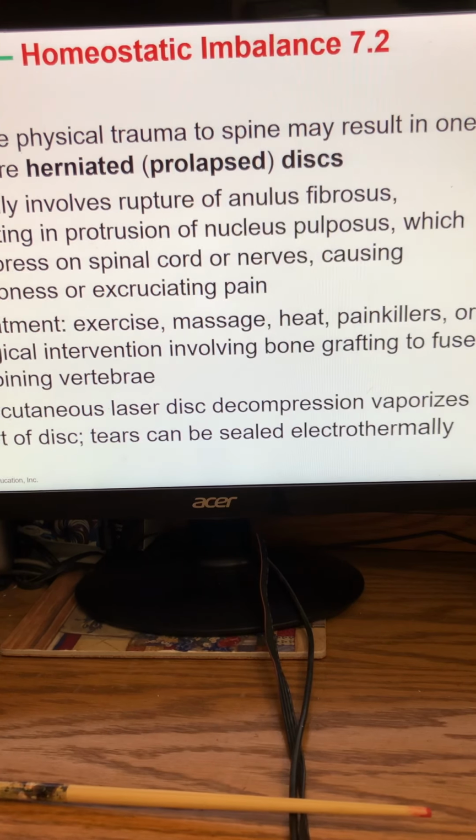And so this particular text says, you could have physical trauma, you could fall down a flight of steps, have a car accident, and you can have one or more herniated, prolapsed, protruded discs. All it really means is that you have some of the jelly donut leaking out of the donut itself. And by putting pressure on the nerves, it causes numbness and excruciating pain. You may want to put another adjective to that.